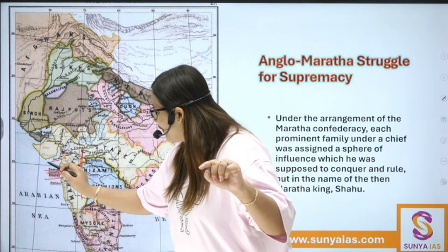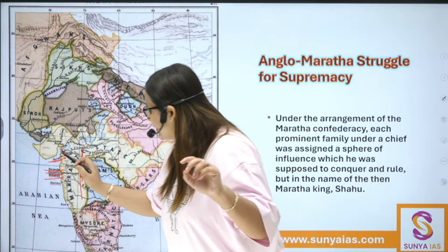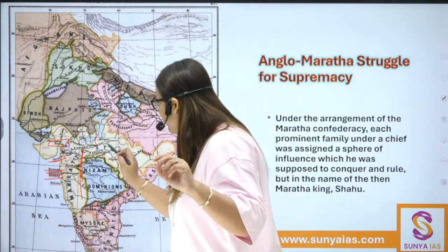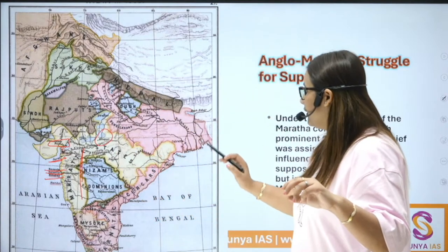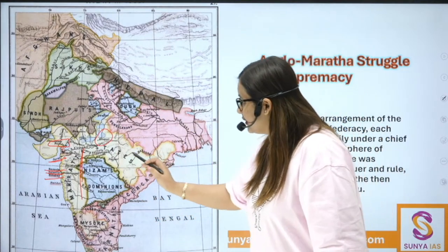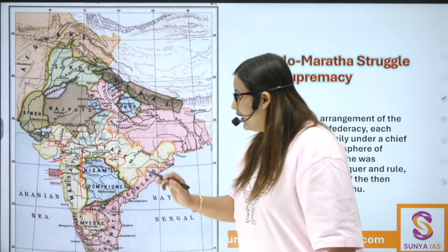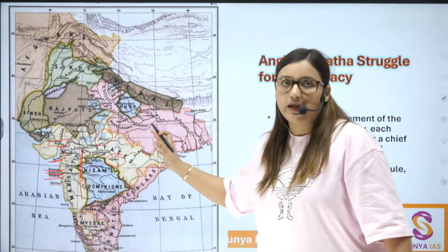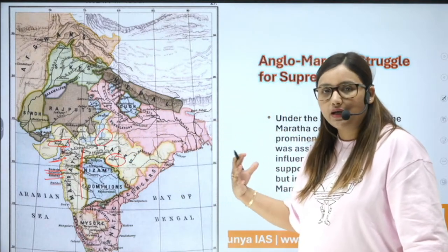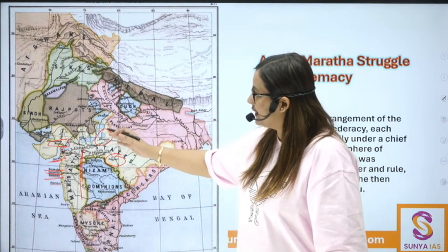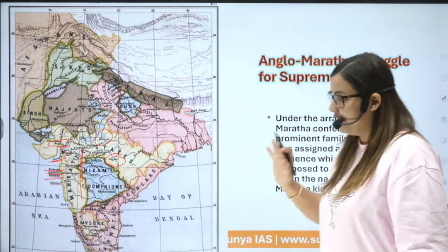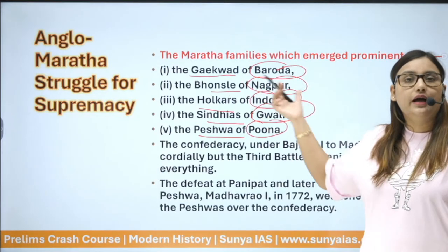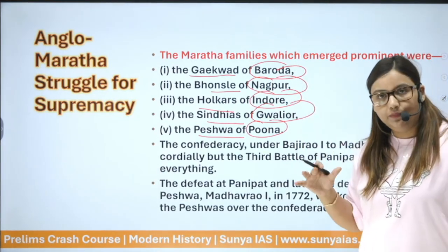Here you can see Surat is there, right? And here you can see Baroda. Okay. Here you can see Bhopal, right? And just understand that Nagpur is here, right? And then you see this is the area which is expanding, because Mughals were not taking control of things. So later on you will see that they will reach till Delhi. Okay. Now come back to this particular slide and understand that they are dividing the entire area into different chiefs.